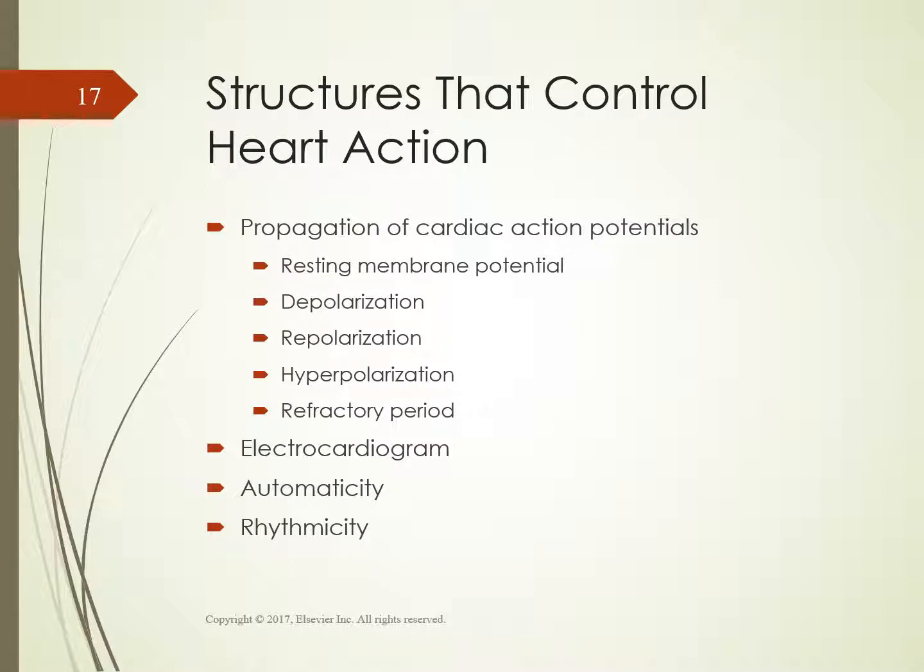So, structures that control the heart action. The propagation of the cardiac action potential is the electrical impulse through the myocardium. The muscle fibers of the myocardium are electrically coupled so that the action potential passes from cell to cell rapidly and efficiently. The resting membrane potential of the myocardial cell is between -80 and -90 millivolts, whereas the SA node is between -50 and -60 millivolts, and the AV node is between -60 and -70 millivolts.